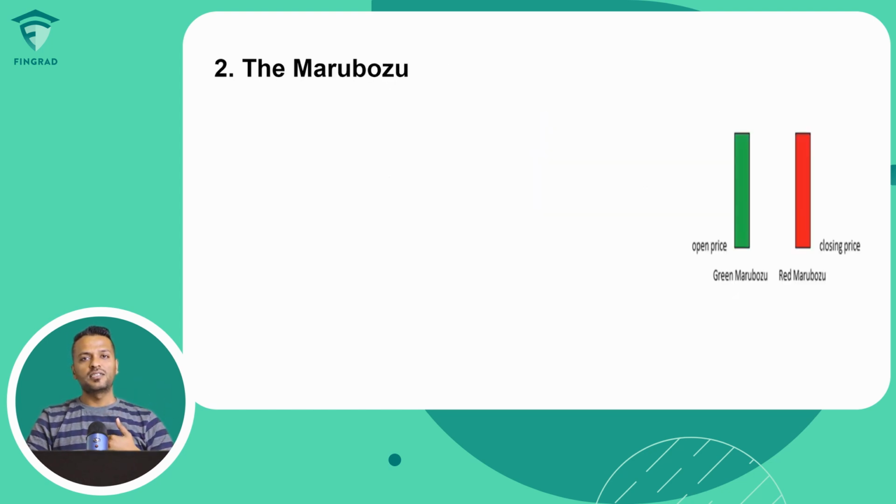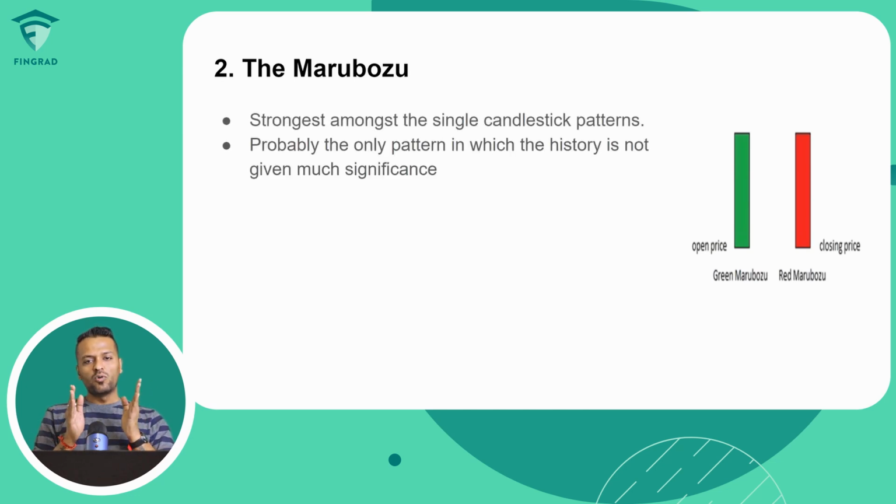The next single candlestick pattern which I'll be talking about in this chapter is called the Marubozu candlestick pattern. It is a very prominent candlestick pattern and a very strong single candlestick pattern. Probably it is the only candlestick pattern which is least affected by the previous happenings in the other session. This candlestick itself is actually a trend or a momentum setter in the market.